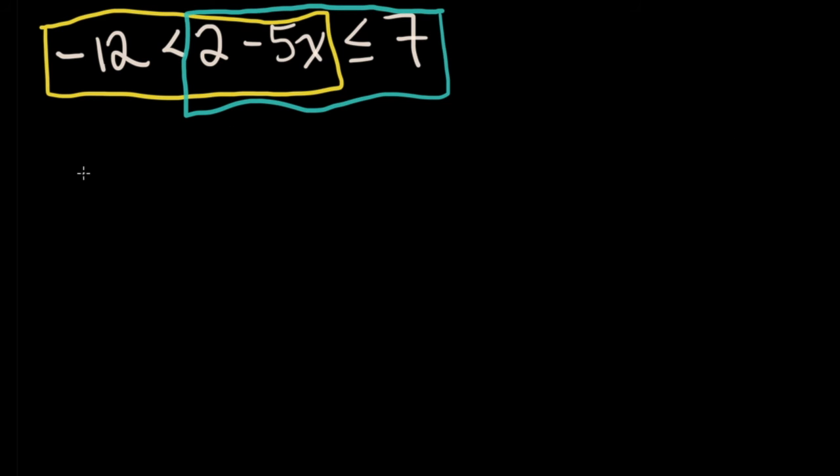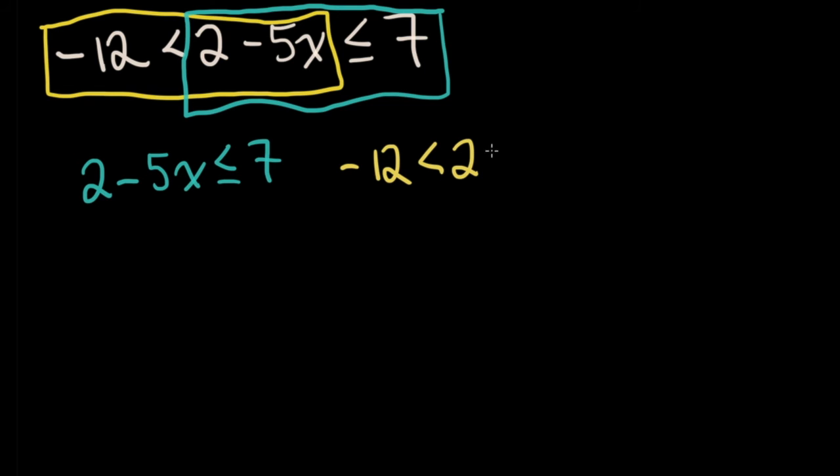So here in that kind of turquoise box, you got 2 minus 5x is less than or equal to 7. And in the yellow box, you ended up getting negative 12 is less than 2 minus 5x. And you solve both of these independently. And you put the graph all together. Cool? Cool. Let's go and solve this one.